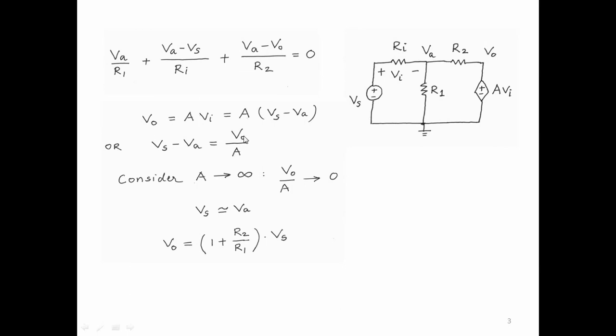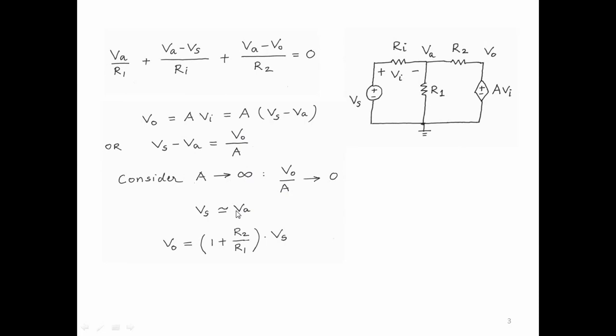Now let us consider the case where A, the voltage gain, is very large. It's tending to infinity, basically very large. So if A is very large, or as A becomes larger and larger, Vo over A tends to 0. Alright, if Vo over A tends to 0, that means Vs minus Va tends to 0. And then Vs is approximately equal to Va.